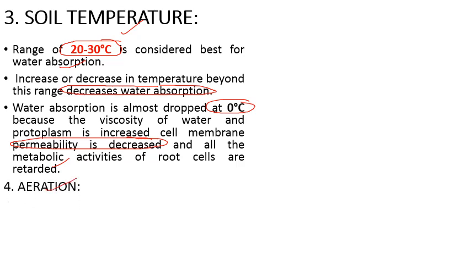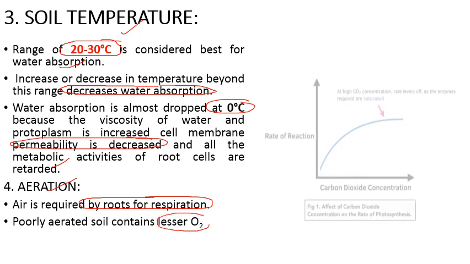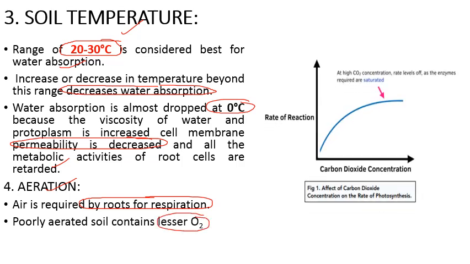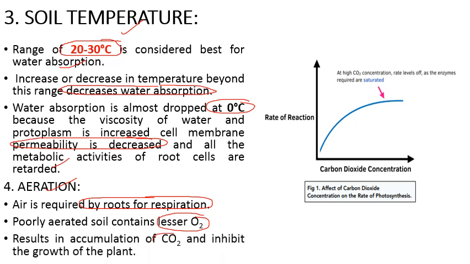Next is aeration. This is a very important factor. Air is required by roots for respiration, mainly oxygen. Poorly aerated soils contain less oxygen and more carbon dioxide. If there is a higher concentration of carbon dioxide, there will be a decrease in the rate of photosynthesis as well as the rate of water absorption. This results in accumulation of CO2 and inhibits the growth of the plants.